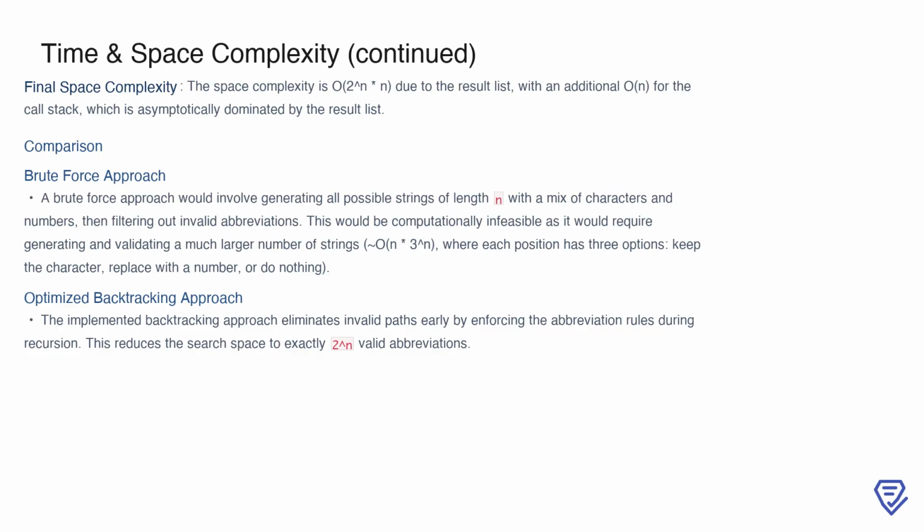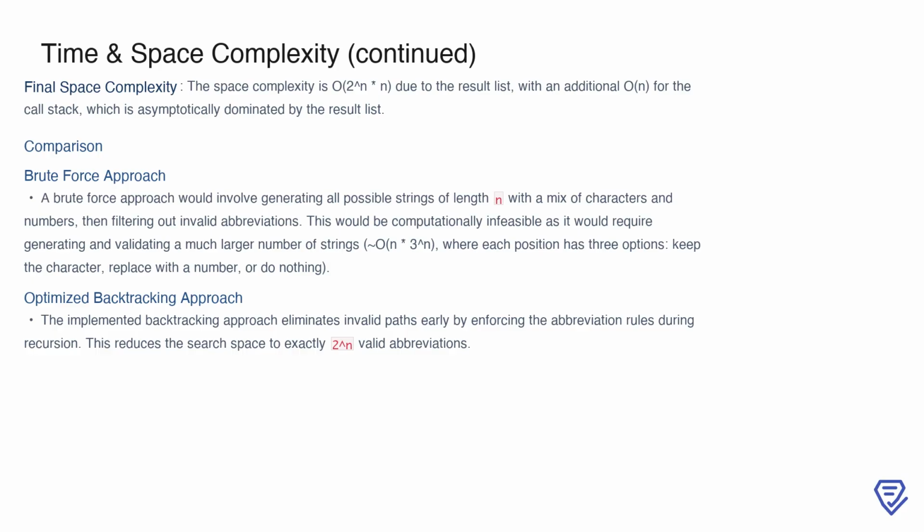Comparing this to a brute force approach highlights the efficiency of the optimized backtracking method. In a brute force approach, we would generate all possible strings of length n, mixing characters and numbers, and then validate each string to filter out invalid abbreviations. This would involve a significantly larger search space, roughly n asterisk 3 to the power of n, as each position would have 3 options: keeping the character, replacing it with a number, or doing nothing.